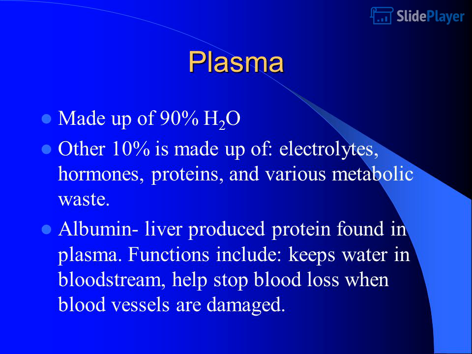Plasma. Made up of 90% H2O. The other 10% is made up of electrolytes, hormones, proteins, and various metabolic waste. Albumin: liver-produced protein found in plasma. Functions include: keeps water in bloodstream, helps stop blood loss when blood vessels are damaged.